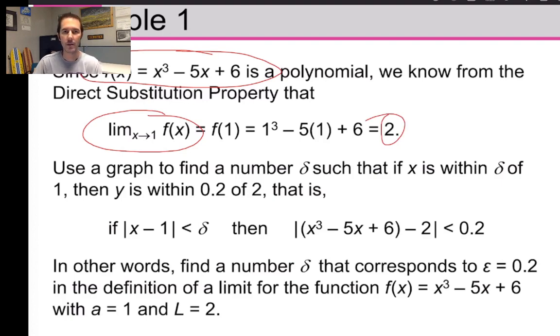We're able to determine that the limit is equal to 2. So our x value, our lowercase a value, is a positive 1. The capital L value is a positive 2. We're being told that epsilon is equal to 0.2, so we want to be at capital L plus or minus 0.2. The only thing that we still have to find is our delta value.